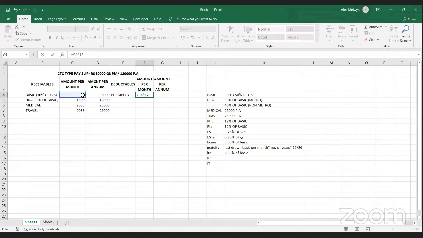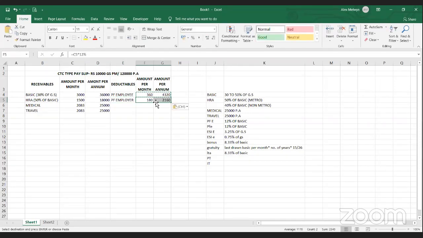So PF, employee share, which is 12% of basic, equal to basic into 12%. Okay, so it will be 760. Okay, this is what the idea is. Then you have PF employer, right? So PF employer is the same amount. Okay, so make sure that you are having a correct selection, or else you will go wrong in this.